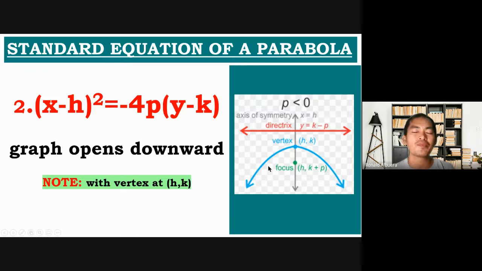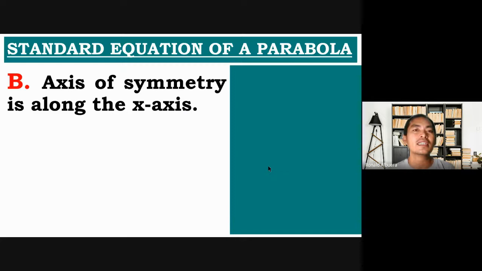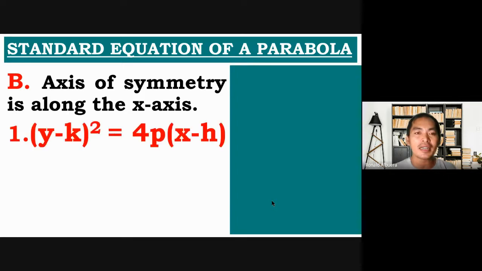Okay. Another is when the axis of symmetry is along the x-axis. Pag sinabing axis of symmetry along the x-axis, the opening of the graph is sideward. It can be to the right side or to the left side. Okay, paano natin madidetect na ang opening niya ay to the right side or to the left side? Ang tatandaan natin ay ang may square na variable. Kung y ang may square na variable, then the graph opens sideward.